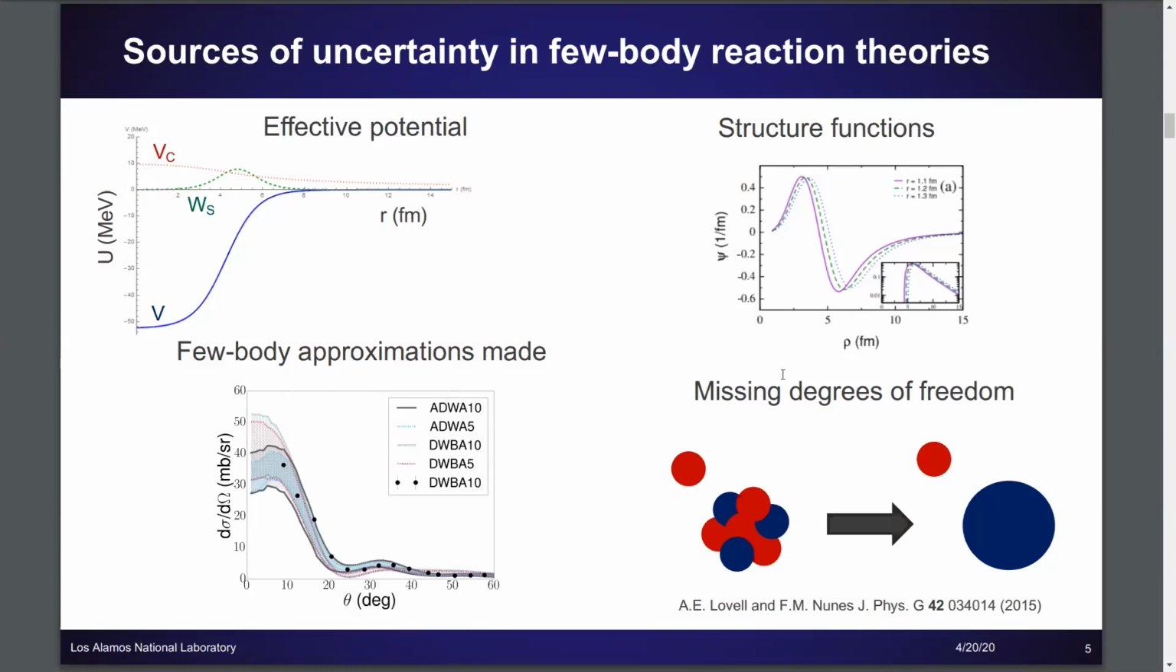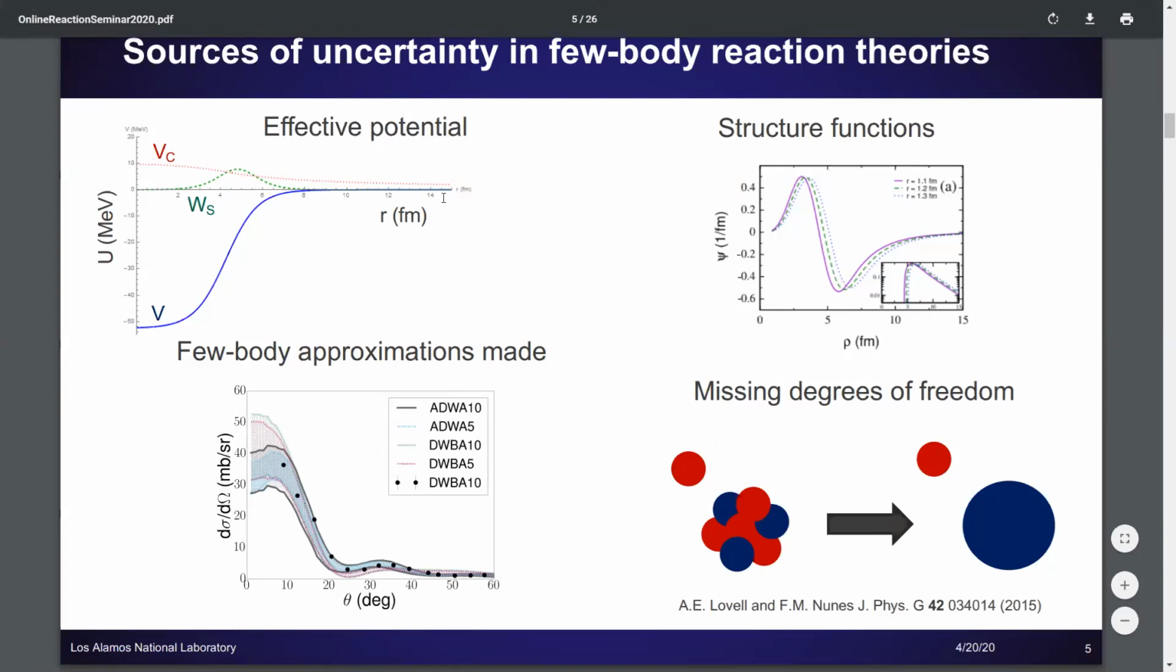And then, as I sort of mentioned before, the missing degrees of freedom that we leave out of our problem when we go from a many body problem to a few body problem. And again, I'll mostly focus on the effective potentials, but I'll mention these other 3 sources and where we're going with these towards the end of the talk.